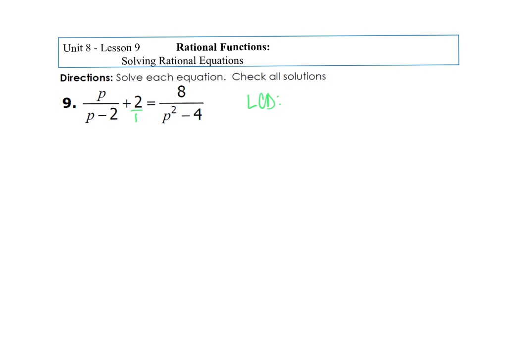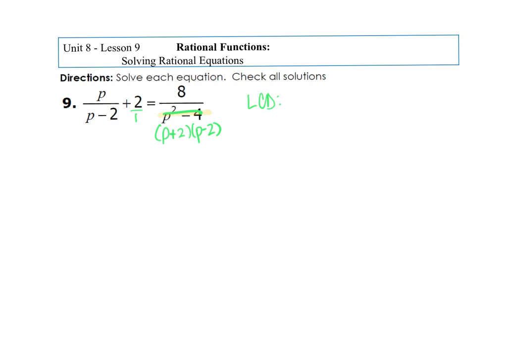So when you start having binomials or trinomials in your denominator, you need to look for any denominators that can factor and then factor them. So p minus 2 doesn't factor, but p squared minus 4 does. Right here, we can do our difference of squares. Square root of 4 is 2, so we can turn this into factors of p plus 2 times p minus 2. And that's how we're going to think of it for the most part.